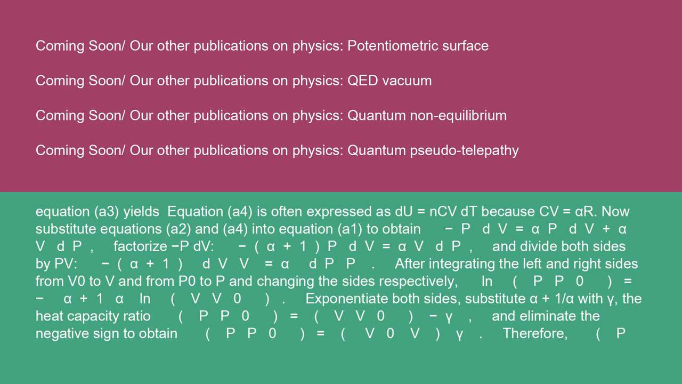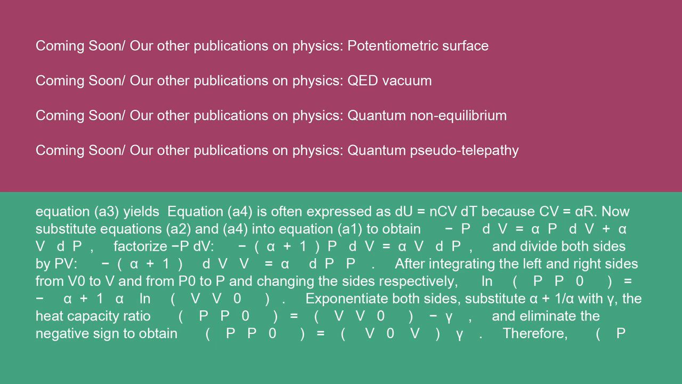To obtain minus PdV equals alpha PdV plus alpha VdP. Factorize: minus (alpha plus 1) PdV equals alpha VdP, and divide both sides by PV: minus (alpha plus 1) dV/V equals alpha dP/P. After integrating the left and right sides from V0 to V and from P0 to P and changing the sides respectively, ln(P/P0) equals minus (alpha plus 1)/alpha ln(V/V0).